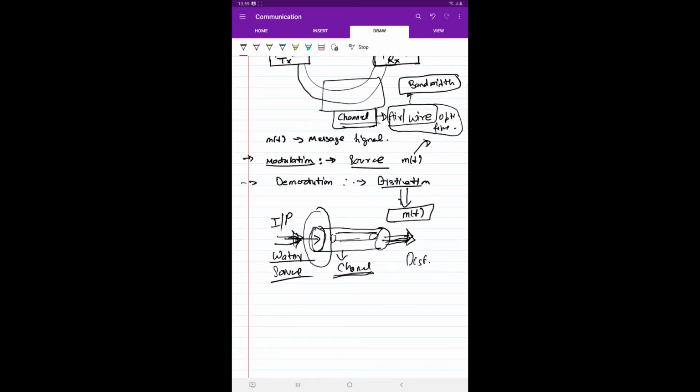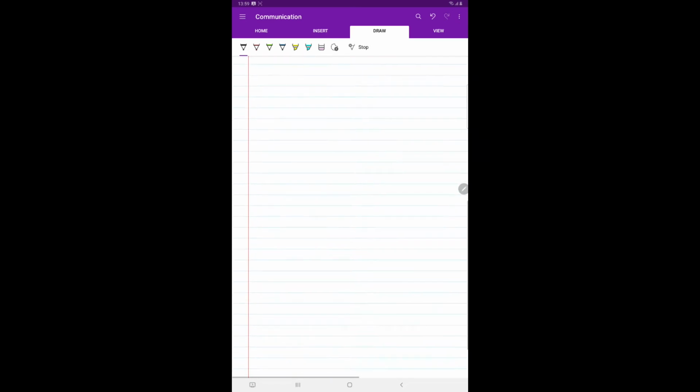Now we will check why the modulation is required, why we are changing the message signal to some other form while transmitting over the channel. So there are two major issues. If we do not use modulation, then we are going to face two problems. First, the height of antenna.